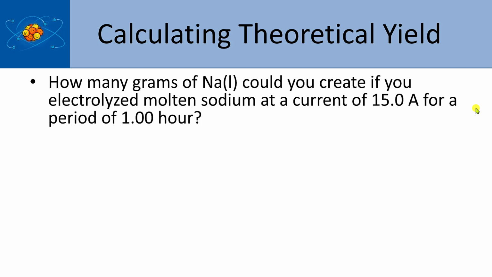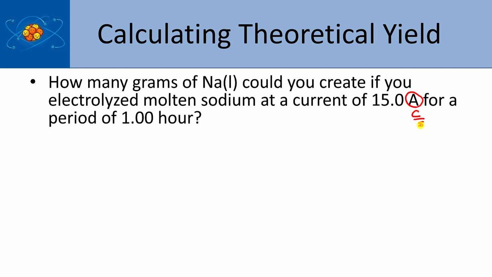So we'll read this question. How many grams of sodium liquid could you create if you electrolyze molten sodium at a current of 15 amps for a period of 1 hour? So the unit you're most likely not familiar with is the unit of an amp. And an amp is the coulomb, so the charge unit per second. So it's how much charge passes per second.